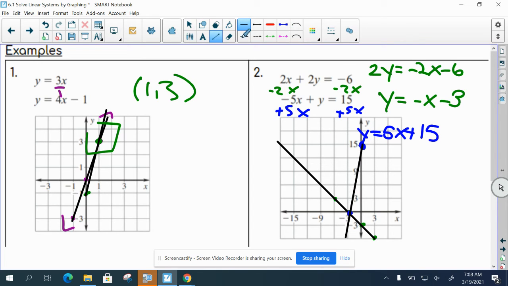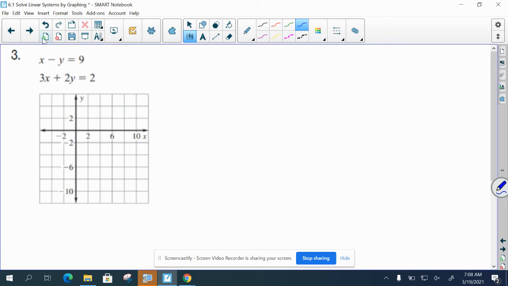Right, and then I see where they intersect. They intersect at negative 3, 0. So pretty easy once you just remember the graphing part of it.